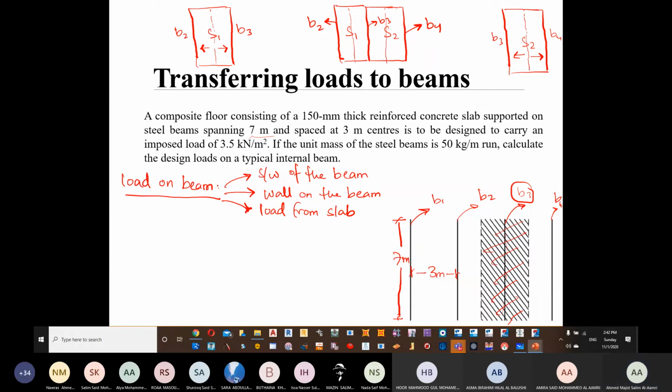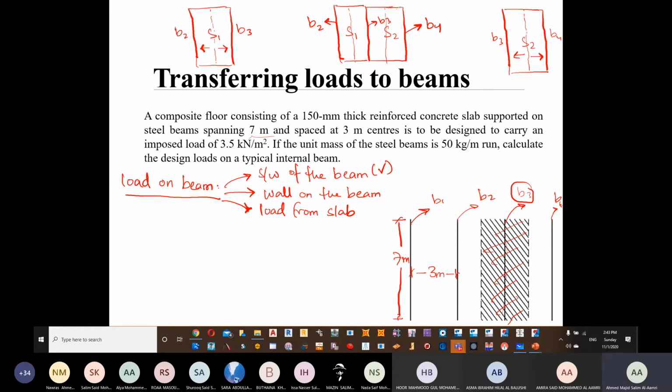Now, is there any self weight of the beam given? Can we have a beam without self weight? Is it possible to delete the self weight of the beam? No, it's not possible. So it should be there.